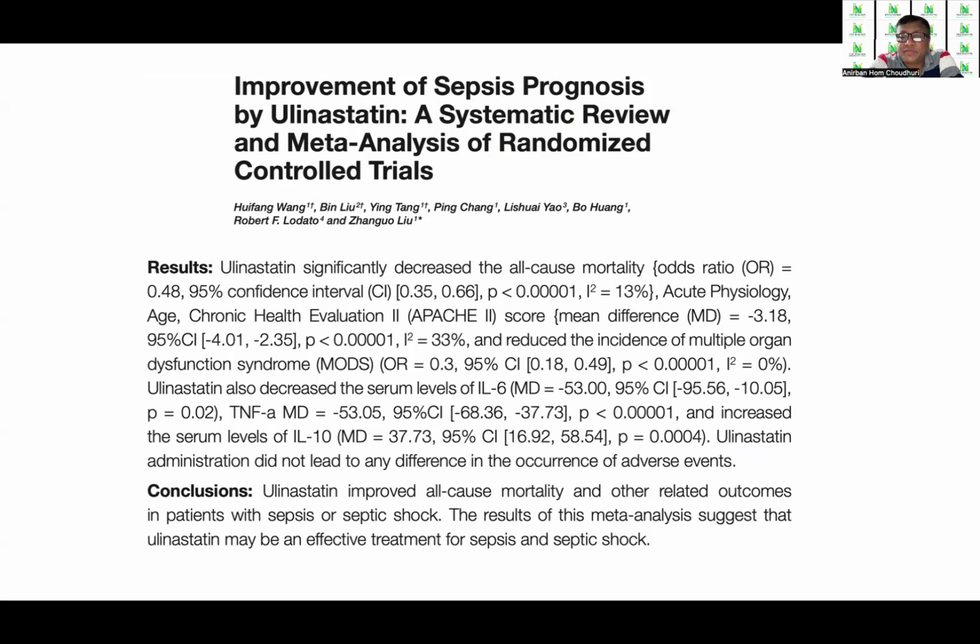And most of the literature available supports its use, and it concludes that ulinastatin improved all-cause mortality and other related outcomes in patients with sepsis or septic shock. And this was evident in meta-analysis. The only thing that was important is that most of the studies were conducted in a particular geographical setting in China, and all of them were positive studies. So that raised a few eyebrows because those studies could not be reproduced elsewhere.